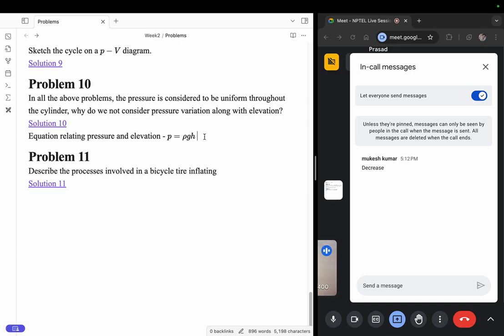But when you are solving problems with air and other gases whose densities are very low, this particular delta P, because of your hydrostatic pressure, is very small and you can neglect it. That's why we are assuming pressure to be uniform, even though there is a certain height inside that.